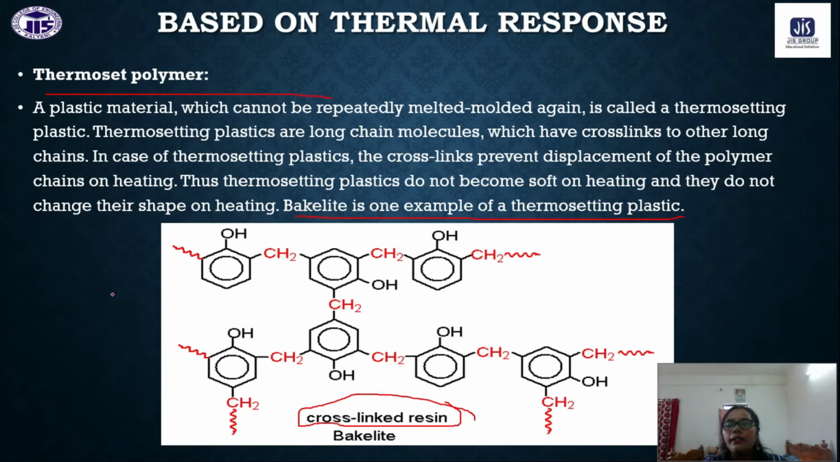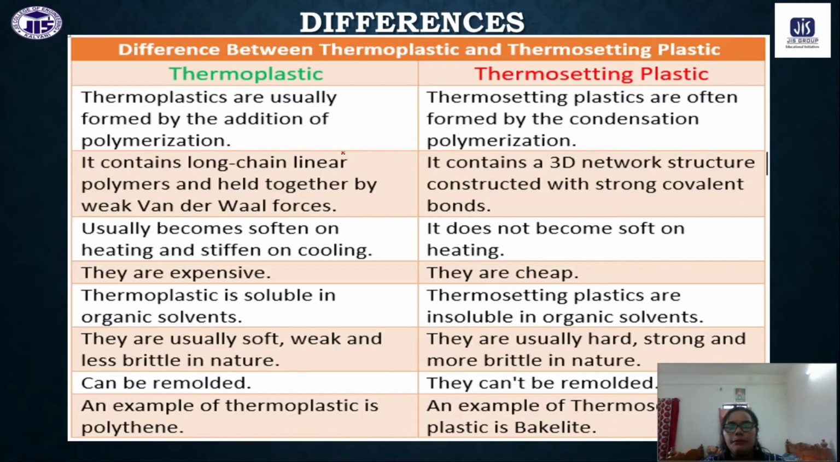So in the case of thermosetting polymers, what will happen? The cross-links prevent the displacement of the polymer. While we heat that polymer, the polymer cannot be displaced because of these strong bonds. So on heating they don't soften. These are some of the special features of the thermosetting polymer. So these are the differences between thermoplastic and thermosetting polymer, which is very important.